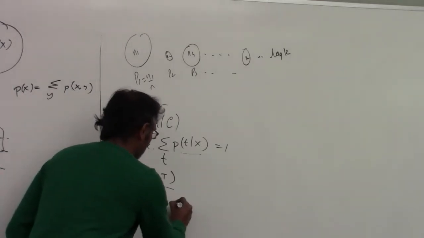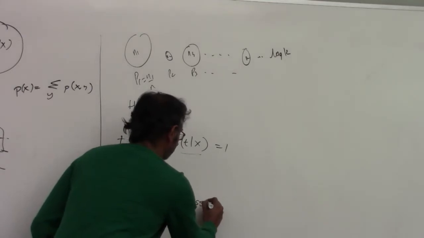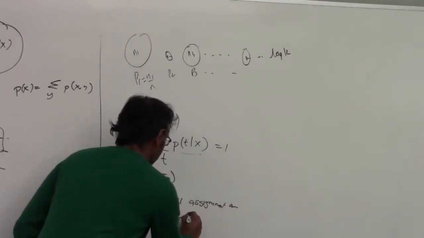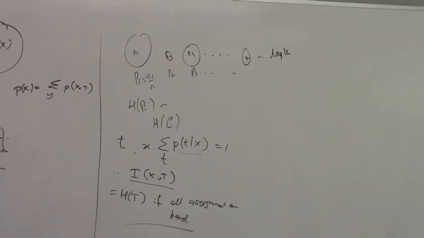If all assignments are hard. So in some sense, mutual information is the smooth generalization of the entropy of a clustering, which itself is a generalization of the number of clusters in a clustering when you have softness.